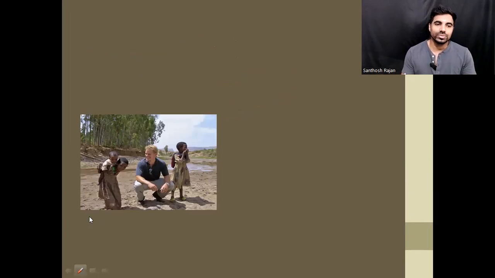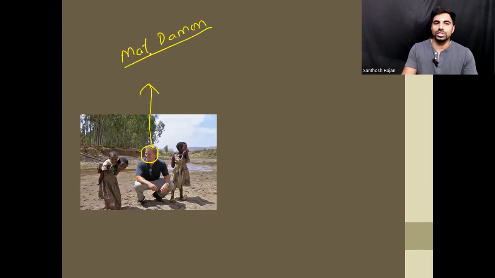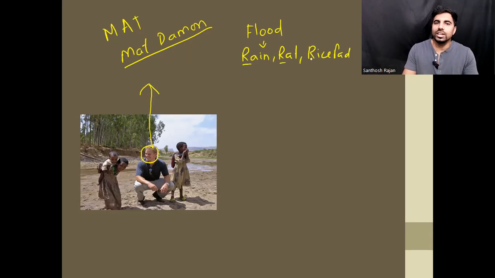Look at this fellow. Who is this? This is our Matt Damon. I know most of you like him, especially girls; Matt Damon is the actor. Okay, it's a story, Matt, with capital letters. So what happened? Suddenly there was a flood, anyway, a flood in India. Flood means there is rain, and then the rats, and the rice paddy field, everything destroyed. Rat, rain, rice field. There was no food. The village people were really suffering.